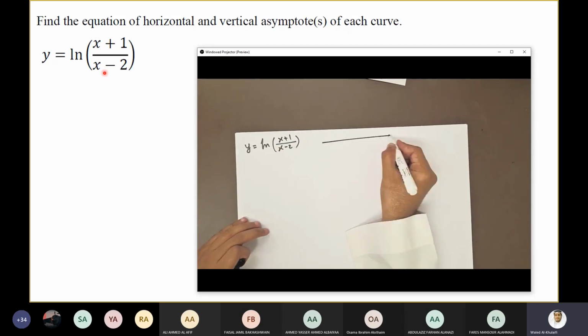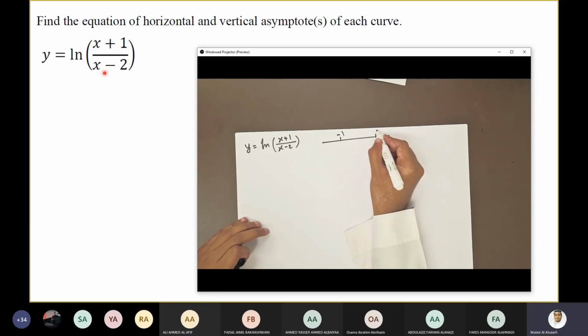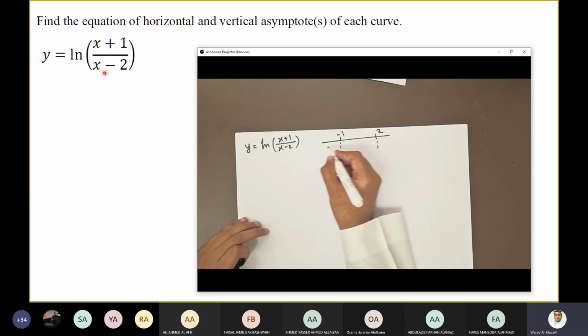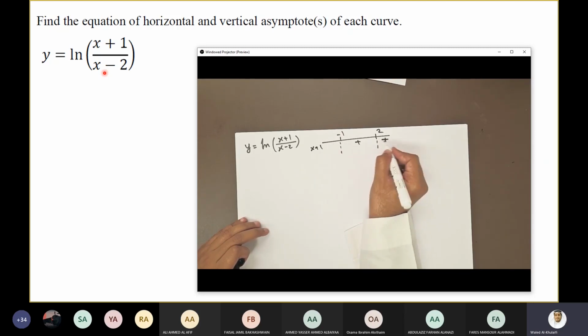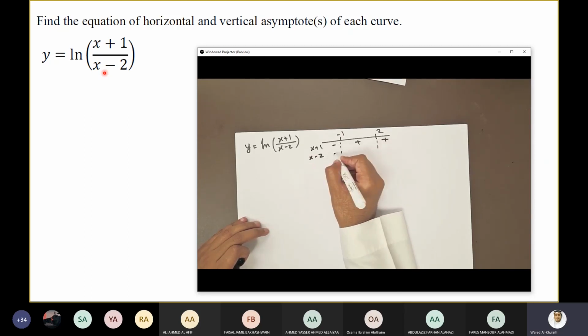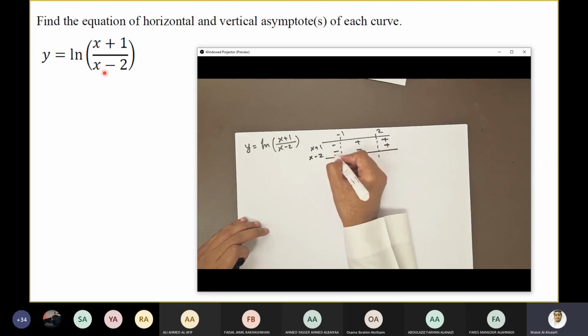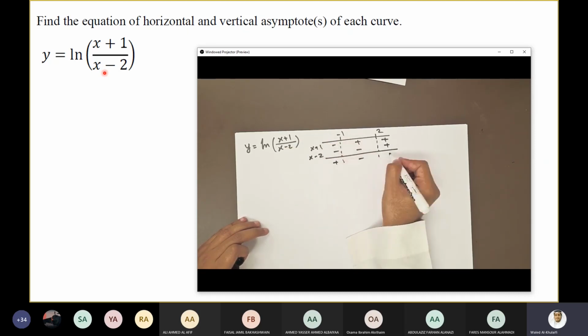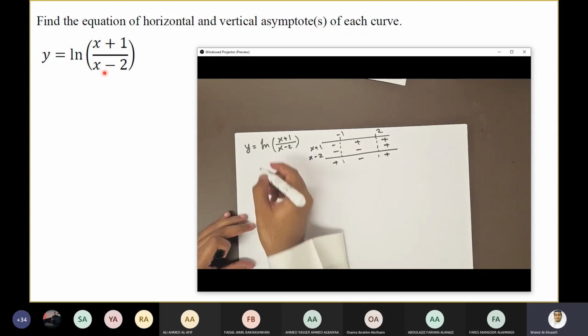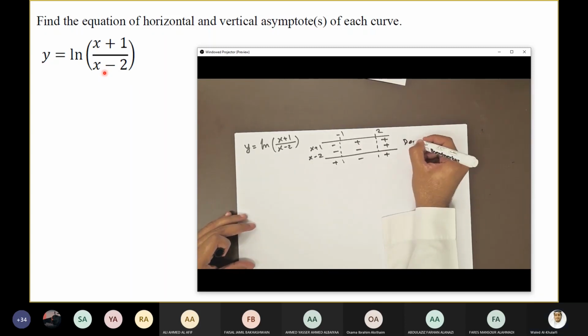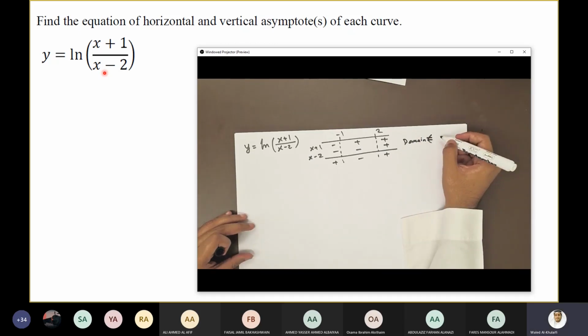So you know that it is from negative 1 and 2. When I say x plus 1 here, after negative 1 it will be positive and before it negative. Let's say x minus 2, before 2 is negative and after is positive. When you combine these two, when you multiply or divide, negative over negative is positive, positive over positive is positive. So what will be the domain? Or equals, let's say. Okay. Yes, Harris. Minus infinity.